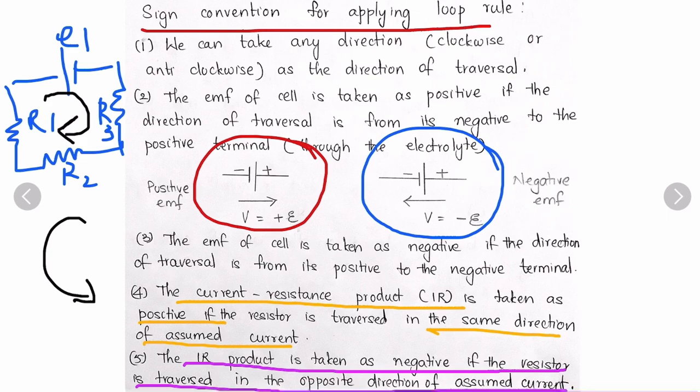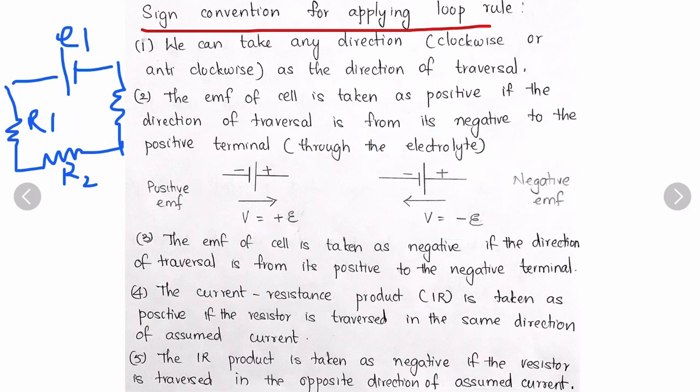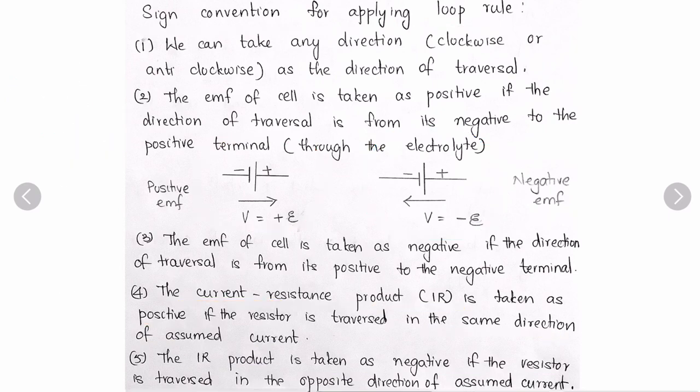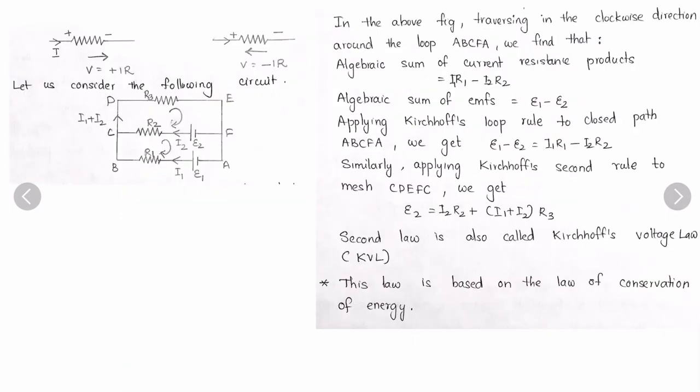If you are traversing the resistor in a direction opposite to the direction of the assumed current, then the IR product is taken as negative. Here I have taken one small network. For that last point, I have taken two small diagrams, which I am circling with the green color and the yellow color.